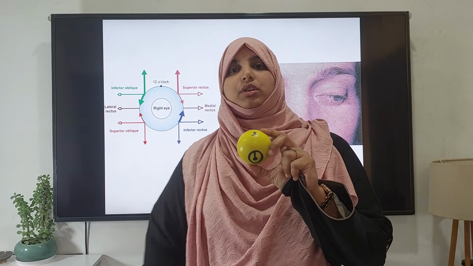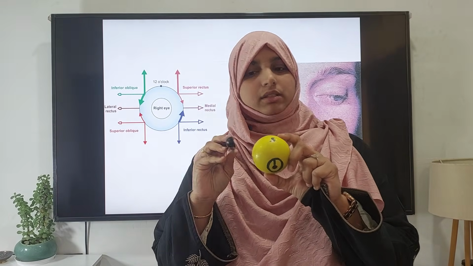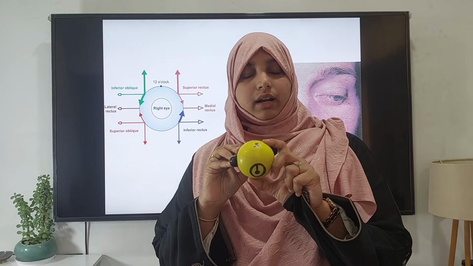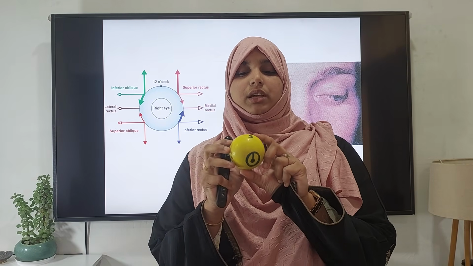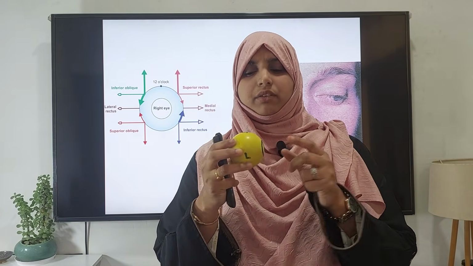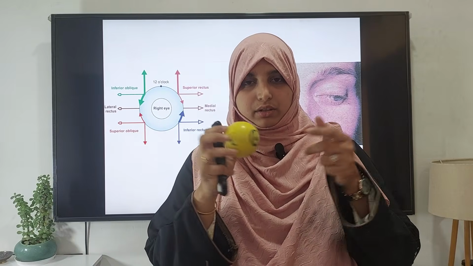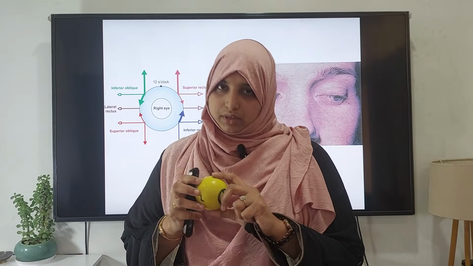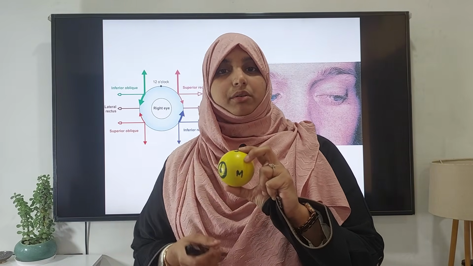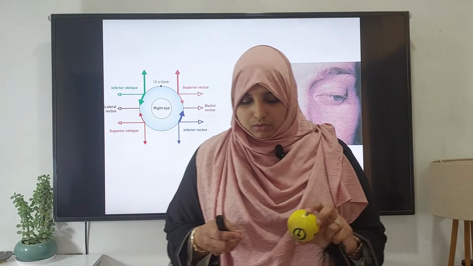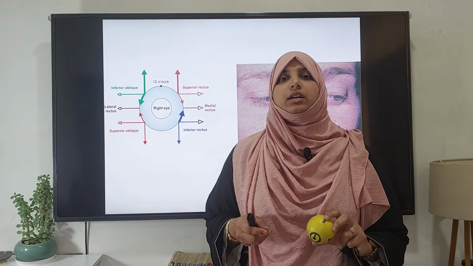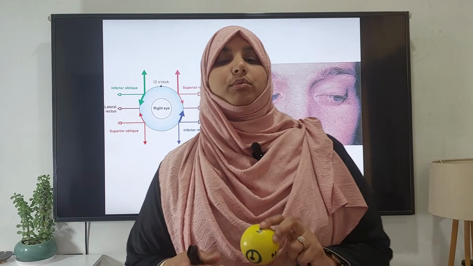So if there is sixth nerve paralysis and the lateral rectus muscle is affected, there is going to be a deviation of the eyeball towards the nasal aspect. There is going to be a convergent squint. The patient cannot do lateral rotation. Next, I want you to recall SO4, that is, the superior oblique, supplied by the trochlear nerve.